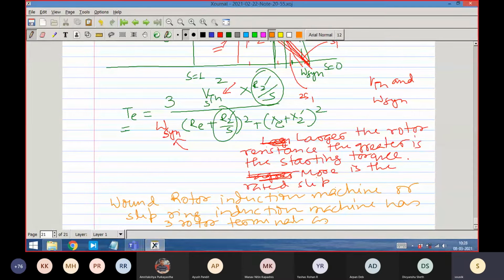So suppose this is the rotor and this is the stator. The stator has three terminals, and the rotor also will have terminals. They will be brought out by a thing called slip rings, like this. These terminals are connected to the rotor, but they are available in the stator plane.